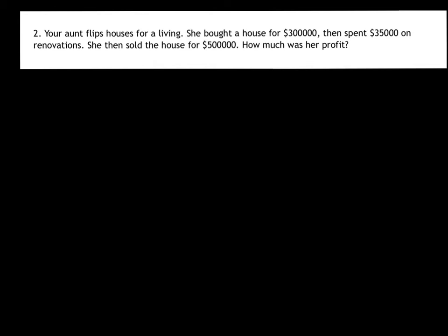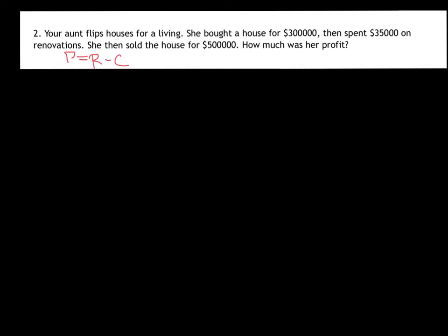So here's another problem. Remember, once again, our formula is P equals R minus C. This is saying that your aunt flips houses for a living. So in this case, your aunt is the seller. What it means by flipping houses is that she buys a house, she makes it look nice, and then she sells it again. So this says that she bought a house for $300,000, then spent $35,000 on renovation.